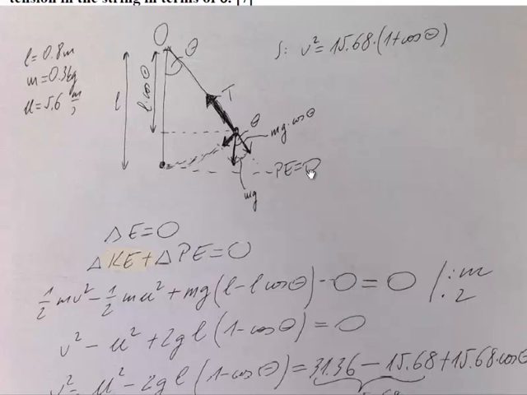Here is the 0 level of potential energy, for example, and then this distance is equal to L times cosine theta. This is L, and the height at this point is L minus L times cosine theta. So the change in mechanical energy is the change in kinetic energy plus the change in potential energy.